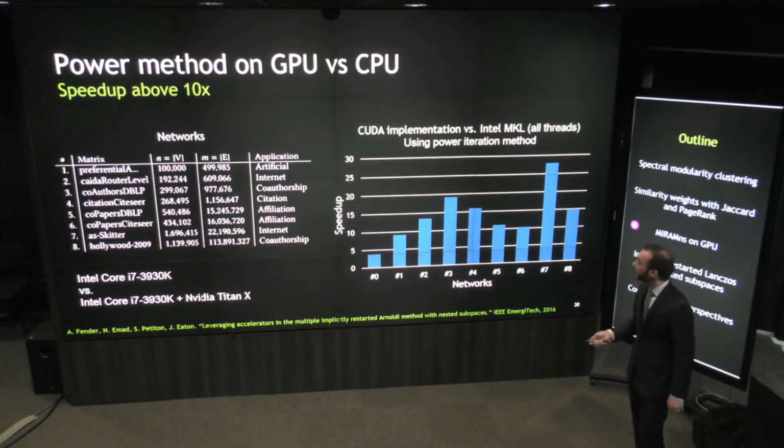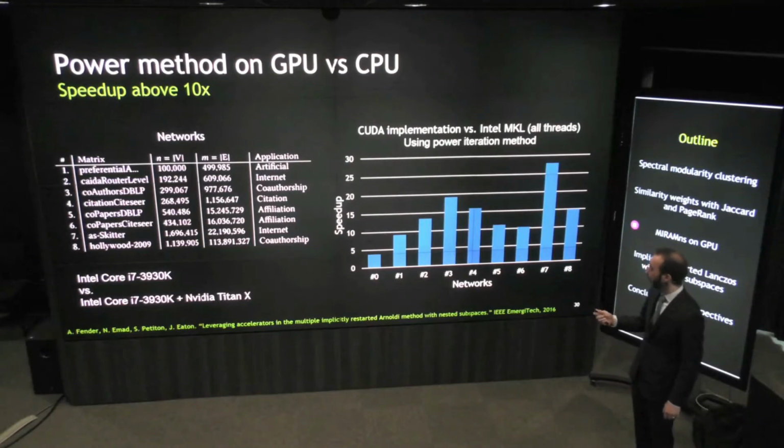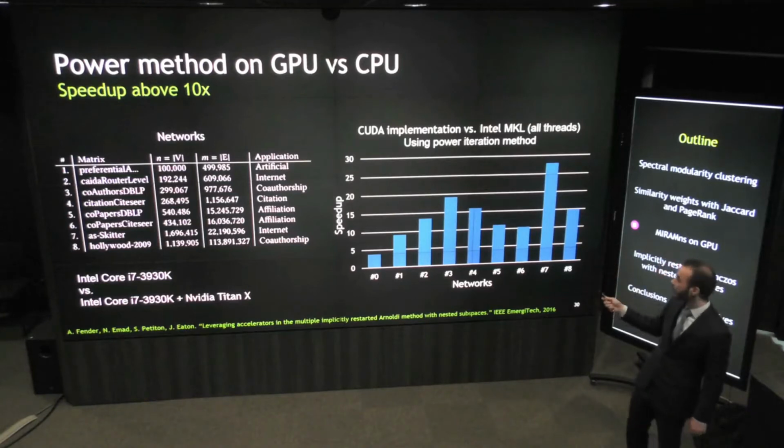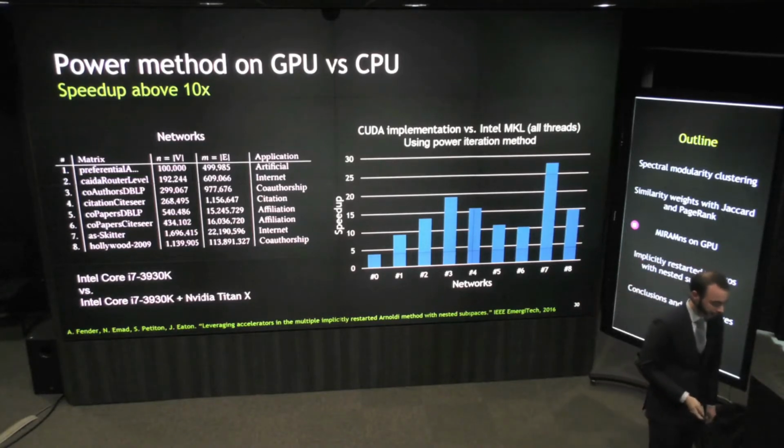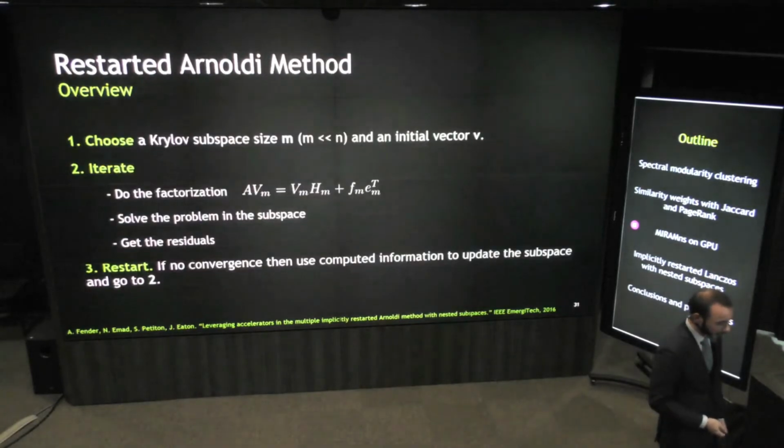And we have a 10x speed up on average, and up to very high speed up when we are better at handling load balancing on those data sets. So we are comparing against Intel MKL and the parallel multi-threaded implementation.